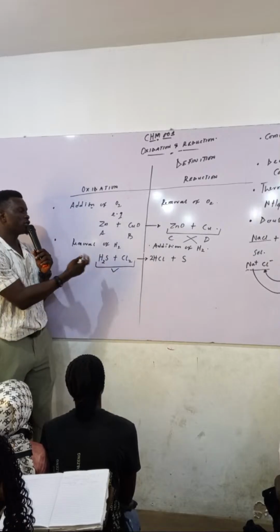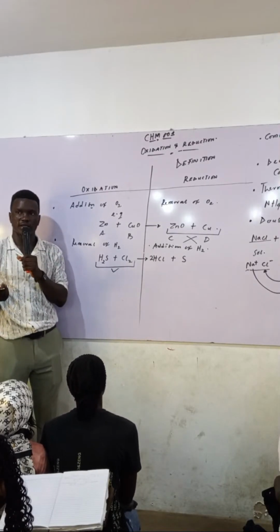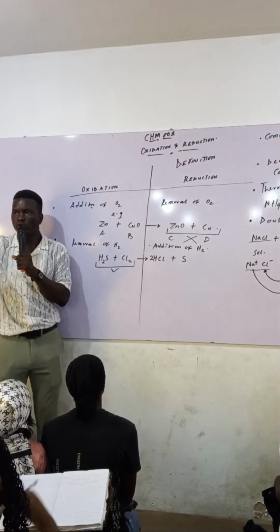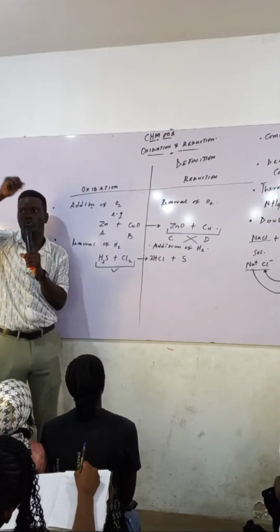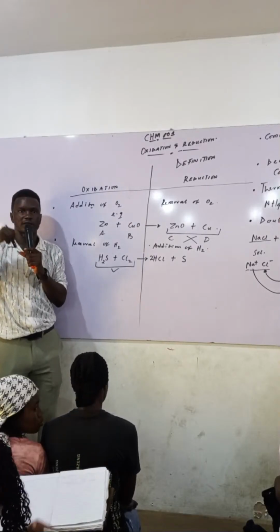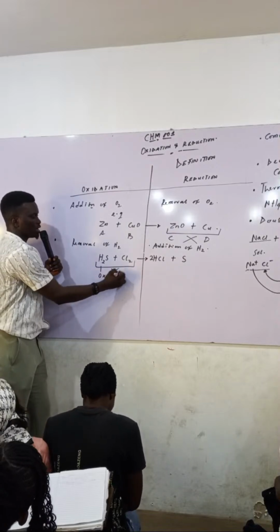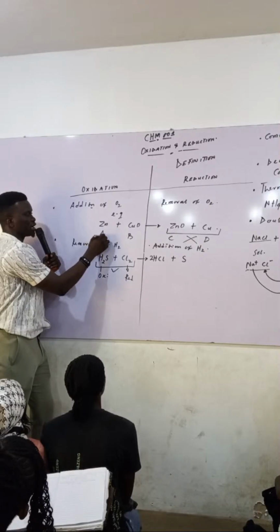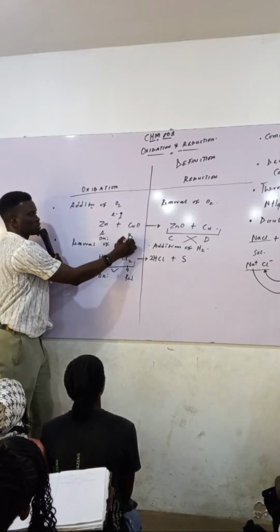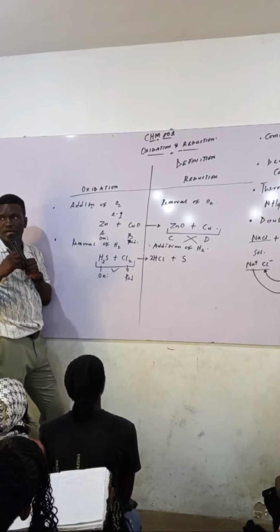So, which one is undergoing oxidation here? H2S, because that's where you are removing hydrogen from, and the hydrogen is added to chlorine. Do you get that? So this one is undergoing oxidation and this one is undergoing reduction. Same thing here: zinc is undergoing oxidation, and this one is undergoing reduction. Do you understand that?